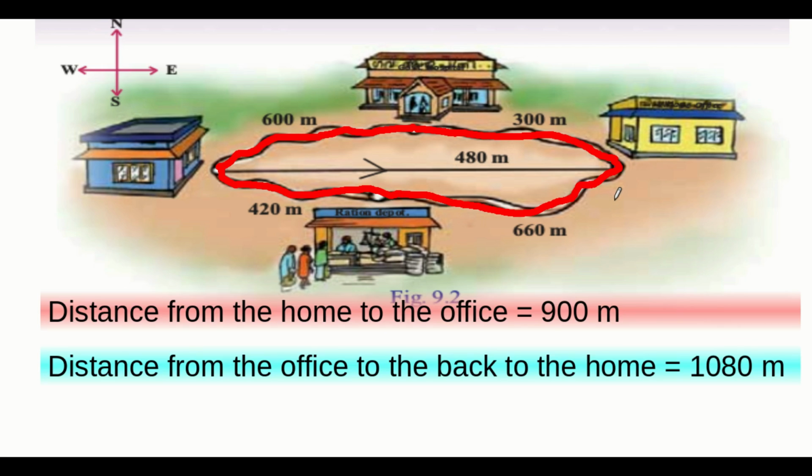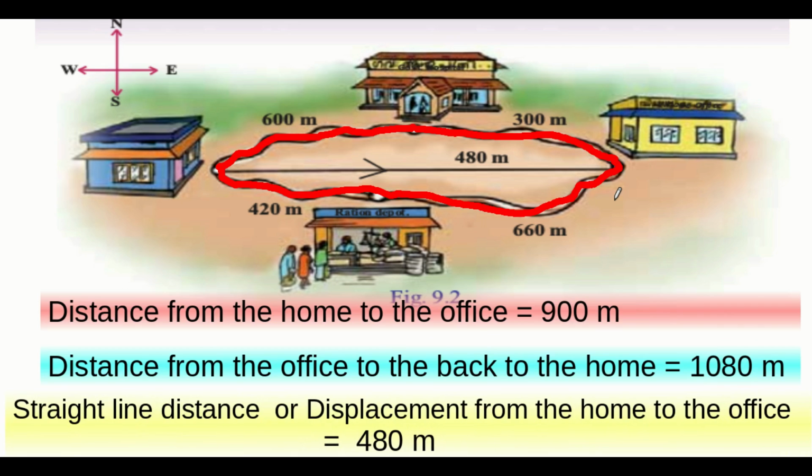The straight line distance is measured as displacement. So displacement here is 480 meter.